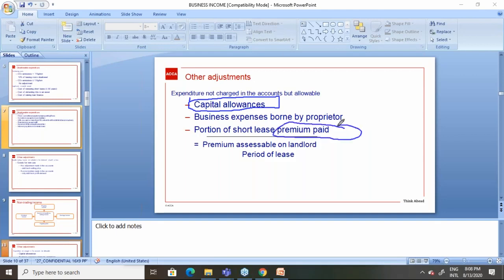Now, for this purpose, we use a special formula to calculate the assessable lease premium. I will quickly explain it since it's there in the syllabus. That is, if you receive a lease premium, then as the landlord, you have to pay taxes on that. How do you calculate the assessable lease premium?